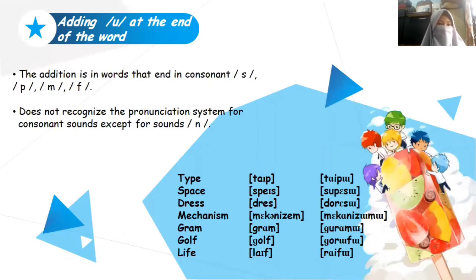Next, the addition of U at the end of the word is in words that end in consonant S, P, and F. Because the Japanese phonological system doesn't recognize the pronunciation system for consonant sounds except for the sound N. For example, in English, we say type, speech, dress. But in Japanese, we say type, speech, dress with an added U, and so on.